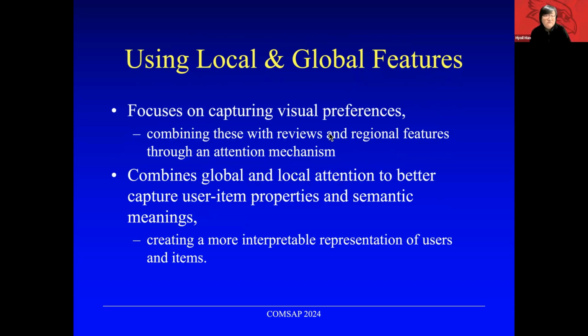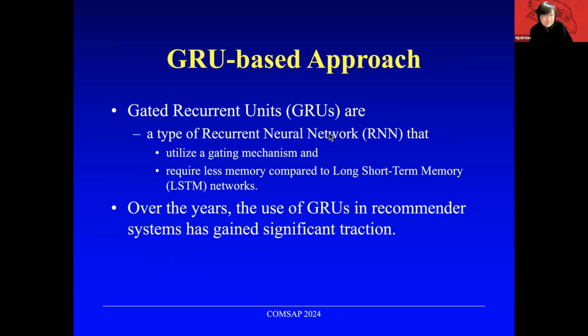Another work focuses on capturing visual preferences and then combines these visual preferences with the reviews and regional features through the attention mechanism, and then combines global and local attention to better capture the user and item properties and semantic meanings, so that it can generate interpretable representations of users and items.